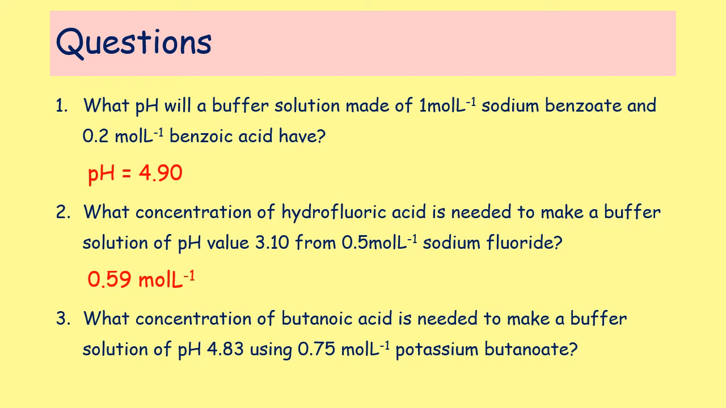And finally, we have got what concentration of butanoic acid is needed to make a buffer solution of pH 4.83 using 0.75 mole per litre potassium butanoate? This should have been the easiest question for you to do because the pH is 4.83. Butanoic acid has a pKa of 4.83. And so the only way that pH and pKa can equal one another is if the concentration of salt and acid are the same. So the answer to that is 0.75 mole per litre.